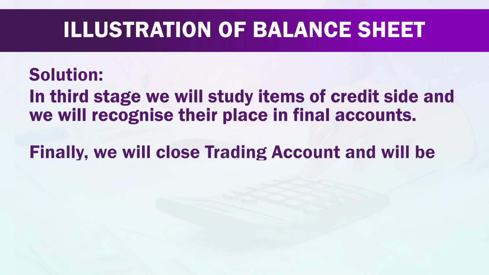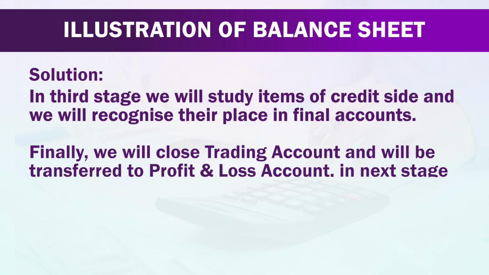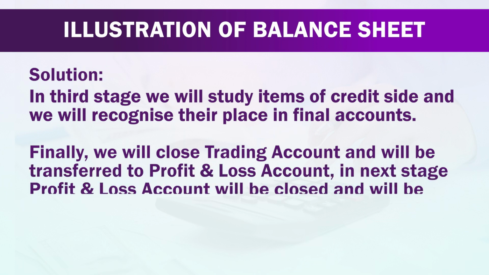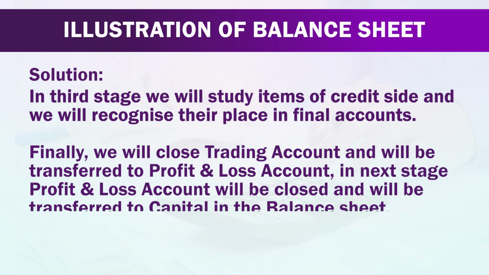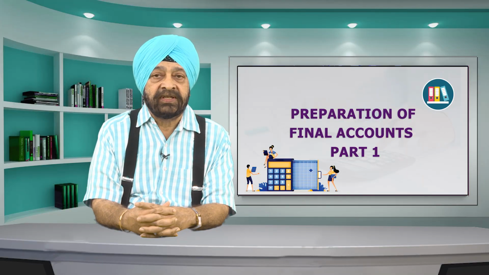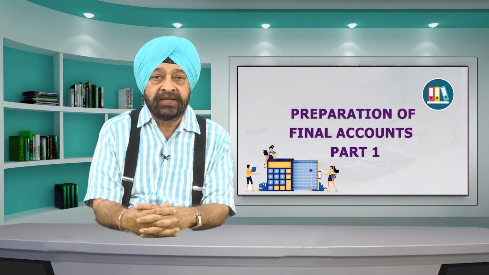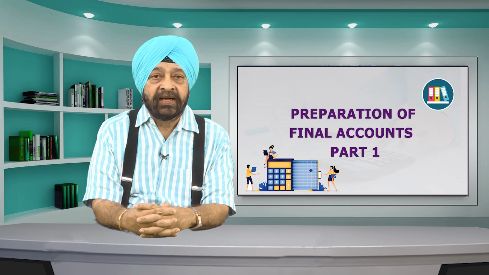Finally, we will close the trading account and it will be transferred to the profit and loss account. In the next stage, the profit and loss account will be closed and transferred to capital in the balance sheet. On completion of this process, we will close the balance sheet. If the totals of both sides of the balance sheet are equal, it means your answer is correct, if no other mistake is made during the process.